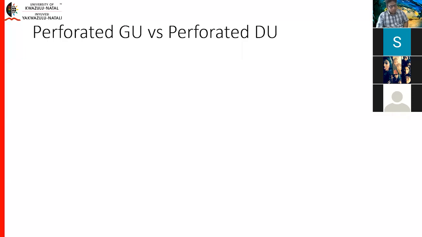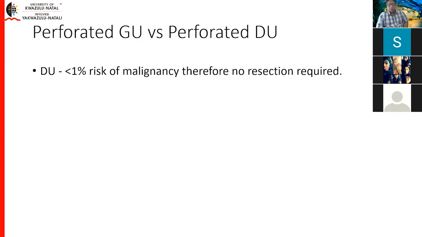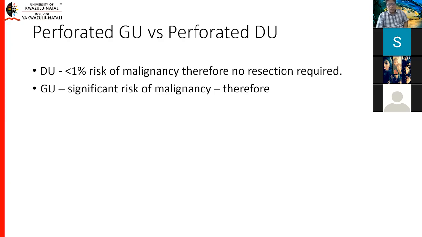Okay, thank you. So basically the reason for the difference is that there's a massive difference in the risk of malignancy. Now, duodenal ulcers are almost always benign, whereas gastric ulcers have a significant risk of malignancy. And therefore, with the duodenal ulcer, it's not even necessary to biopsy that ulcer. So all that is done is a washout to clear all the contamination, and a Sellen-Jones or Graham-Miller patch is applied, and that's all that needs to be done.